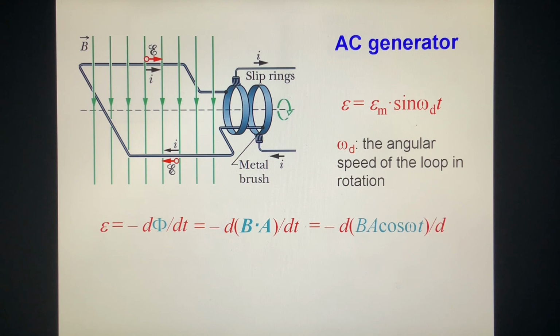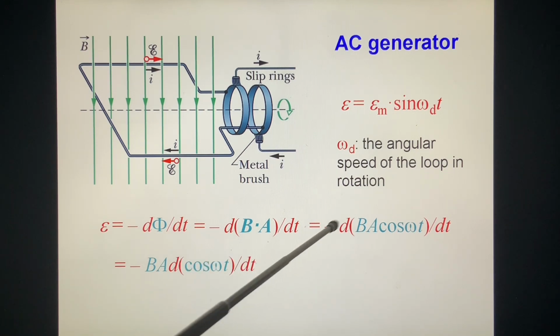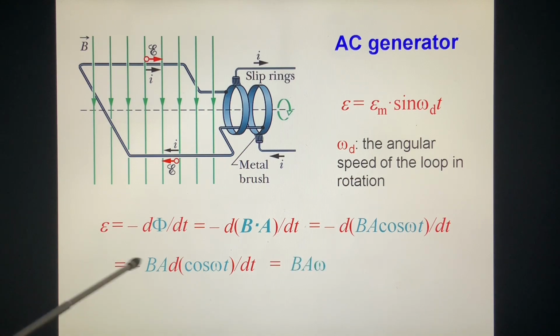So B dot A equals BA cosine omega t. We take the derivative with respect to time t and get minus sine omega t times BA omega. You have minus, two minuses, you get positive. So epsilon equals BA omega sine omega t. And BA omega, we call the epsilon maximum, so epsilon equals epsilon maximum sine omega t. This is an AC generator.